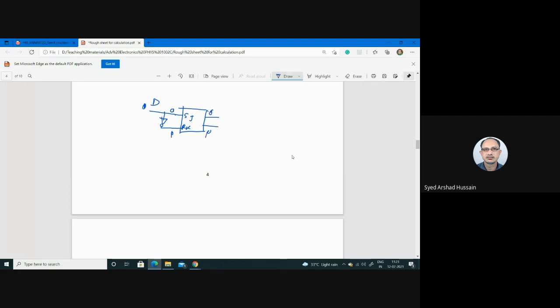But that means you can transfer this input to this output after 1 clock pulse. So you just transmit your inputs to the output with a delay of the order of 1 clock pulse width. That's why it is called delay flip-flop. But it has a lot of use. We will see with some examples in later parts.